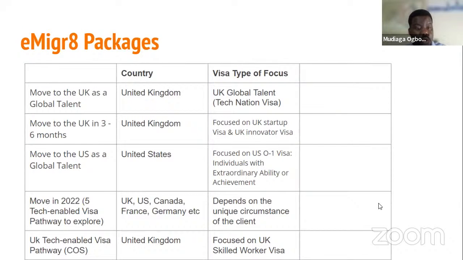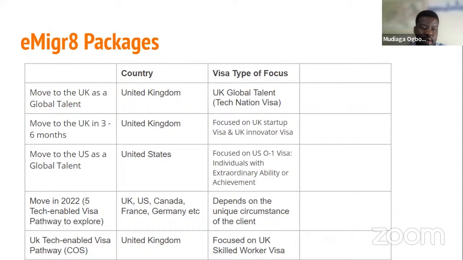eMigr8 packages include move to the UK as a global talent, which is a visa type that is specifically targeting the United Kingdom, right? And that is the visa type we're going to be talking about today, the Tech Nation visa or the UK Global Talent, right? We also have packages that include move to the UK in 3 to 6 months. That is the UK Startup visa or the UK Innovator visa, right? Its focus country here is also the United Kingdom.